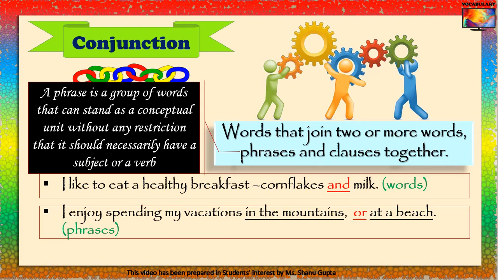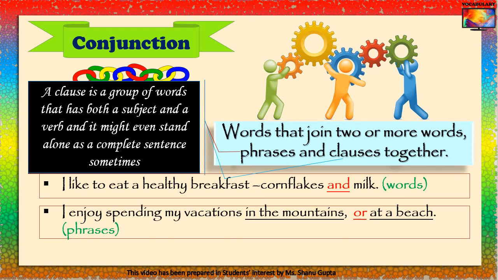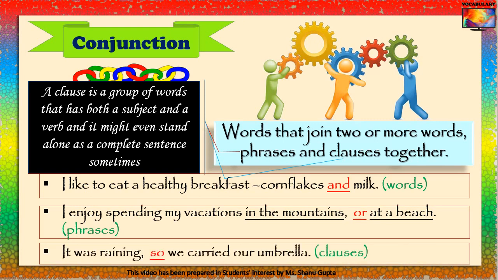In the sentence, "I enjoy spending my vacations in the mountains or at a beach," the word groups "in the mountains" and "at the beach" are both phrases being joined by the conjunction "or." And the last sentence is an example of two clauses being joined together with the conjunction "so." A clause, by the way, is a group of words that has both a subject and a verb, and it might even stand alone as a complete sentence sometimes. "It was raining" is the main clause, and "so we carried our umbrella" is another clause joined to the first one with the help of the conjunction "so."